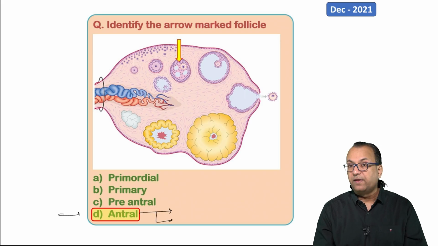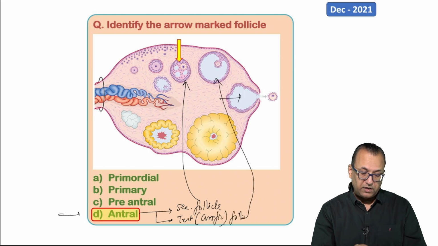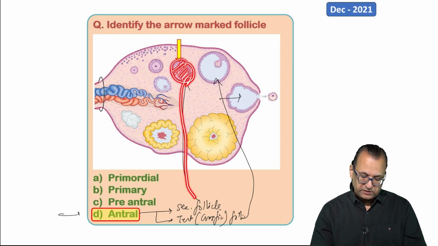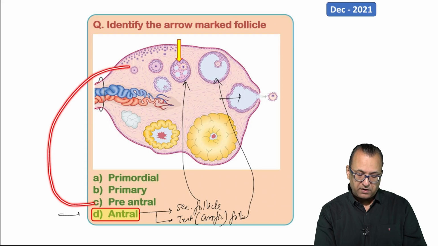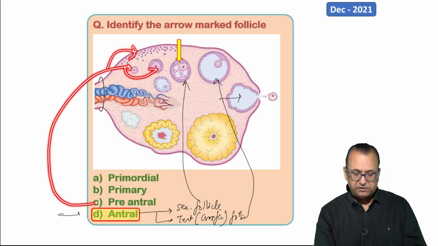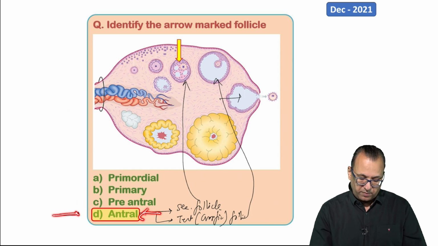Antral follicles are two of them: the secondary follicle which the arrow mark is showing here, and also the tertiary or Graafian follicle which you can show here. So here the arrow mark is on the antral follicle, or you can say it is a secondary follicle. This is also an antral follicle, a tertiary follicle. If you say preantral, they are the primordial and primary follicles. Primary follicles are unilayered or multilayered granulosa cells. So the answer should remain antral.